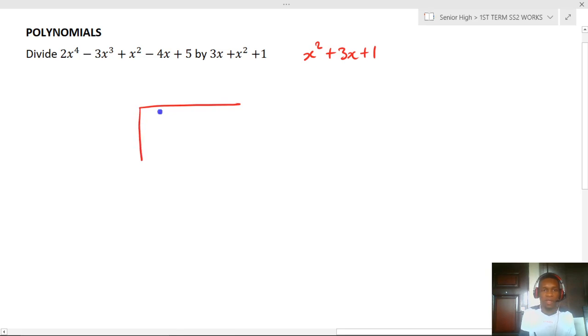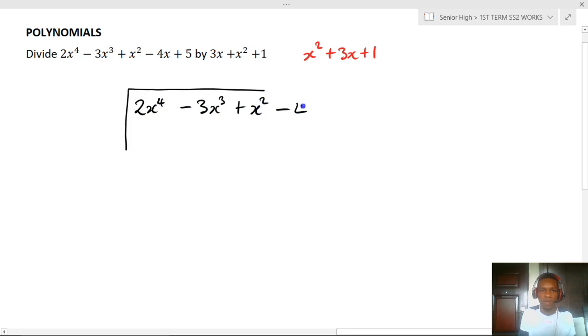Here we have this. Let me just take this. I want to take it a little bit up so that I can have enough space to solve. We have 2x raised power 4 minus 3x raised power 3 plus x squared minus 4x plus 5 divided by, let me use the rearranged version, x squared plus 3x plus 1.